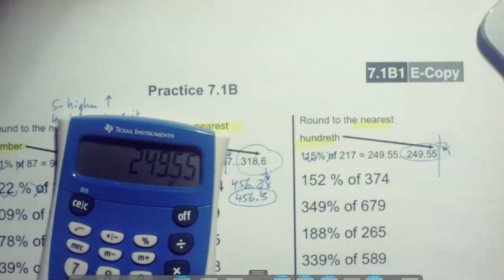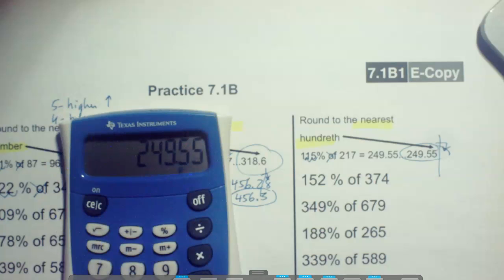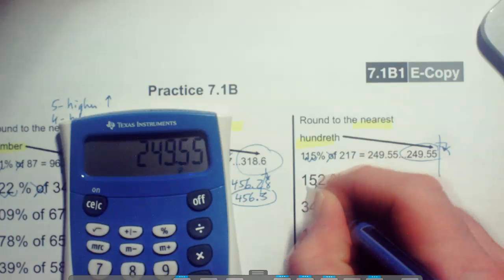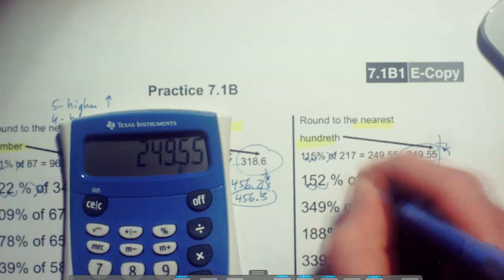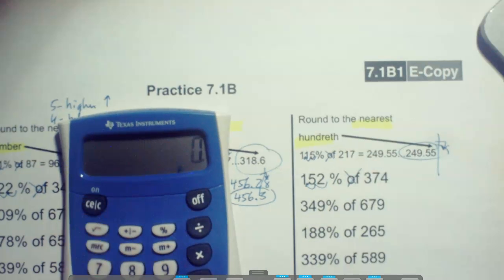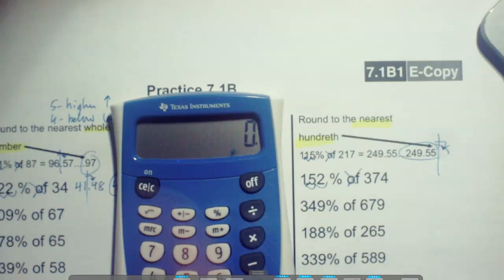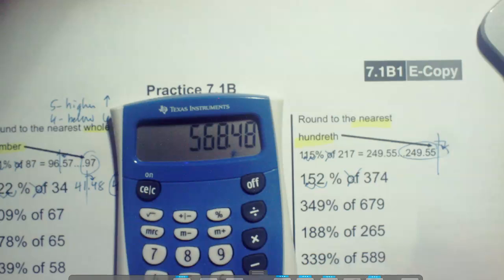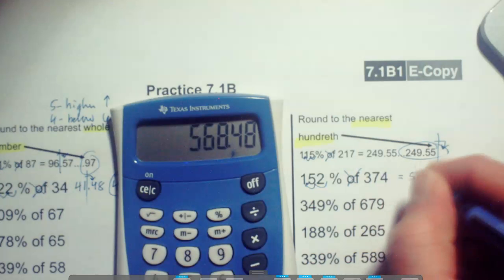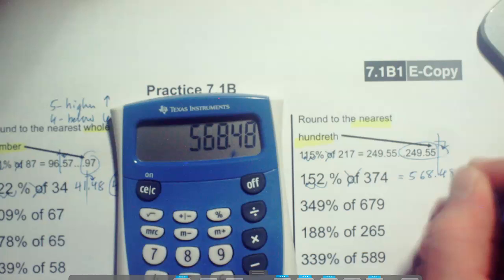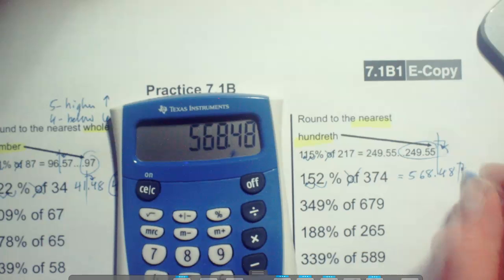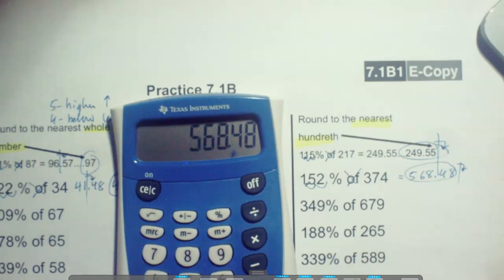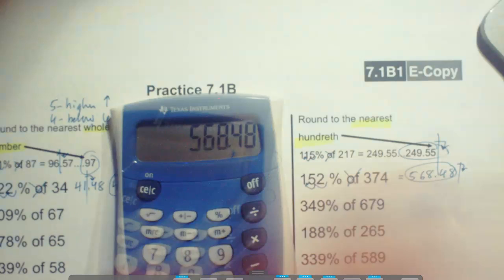Remember, this is round to the nearest hundredth, round to the nearest tenth, round to the nearest percent, if necessary. So let's try this one. See if we have to round. We have 1.52 times 374. Clear that out. 1.52 times 374 equals 568.48. Put the door in. Look behind. There's nothing there. We're good. All right. Good luck on this assignment.